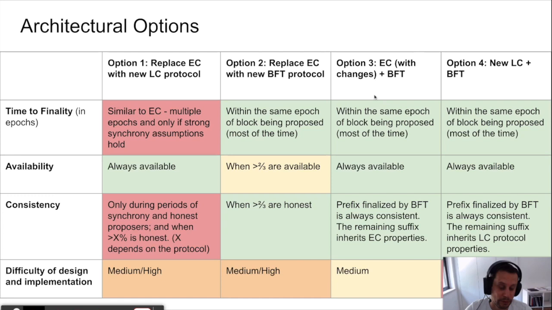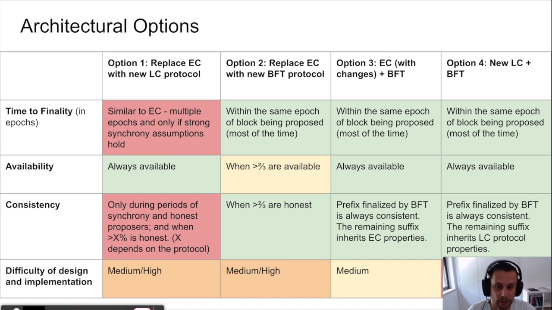The third option would be to maintain expected consensus in Filecoin, but augment the consensus architecture with the BFT style protocol. This would allow us to obtain the best of both worlds in terms of availability and consistency. We'd have the expected consensus protocol, which would give us availability, even if 1/3 of nodes is temporarily unavailable. But when 2/3 of nodes become available, then we will obtain very fast finality in the network. Finally, the last option would be similar to option 3, but instead of maintaining expected consensus, we would design a new longest chain style protocol to go with the BFT protocol.